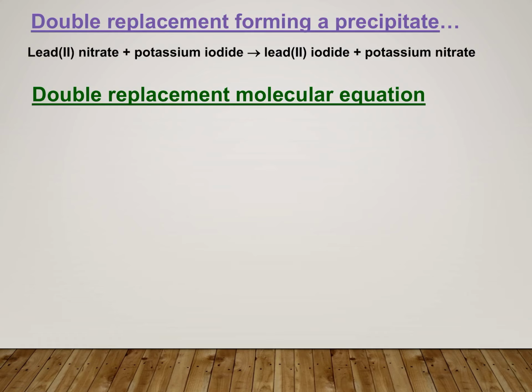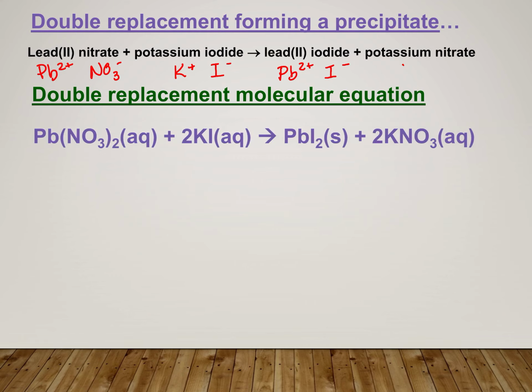Okay, so the first step will be to write our regular molecular equation. So we have lead 2, which means that lead is a 2 plus and nitrate is a 1 minus, right? So we'll write lead 2 nitrate. We have potassium iodide, K plus and I minus, and then we have lead 2 iodide, Pb2 plus and I minus, and we have K plus and NO3 minus.